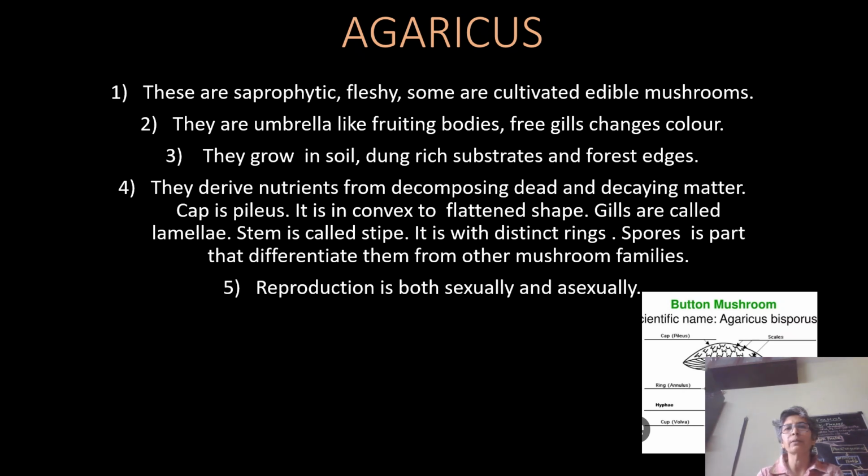The cap is the pileus. It is convex to flattened in shape. Gills are called lamellae. The stem is called the stipe. It is with distinct rings. Spores are the part that differentiates them from other mushroom families. Reproduction is both sexual and asexual. I have given the diagram and labels. It is a button mushroom. See the umbrella-like structure and the stalk-like structure.